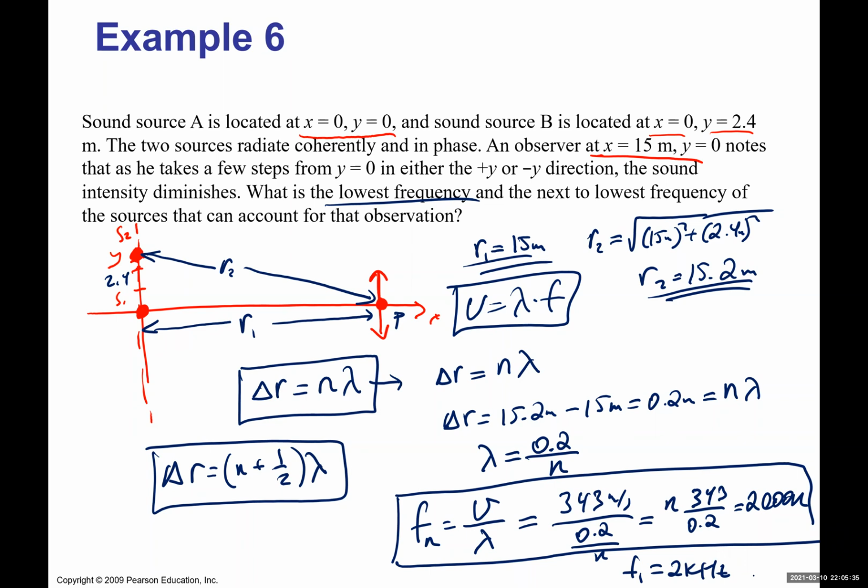Then the second lowest will be f of 2, which will be 2 times 2000. So that will be 4 kilohertz. Those are my two lowest frequencies, 2000 and 4000. Then you can see the pattern, right? 6000, 8000, and so on and so forth.